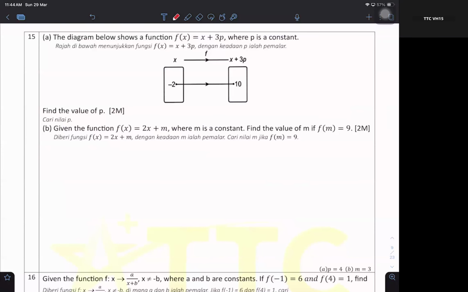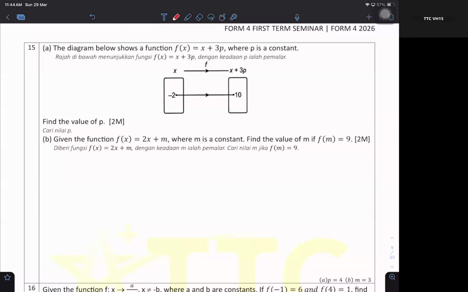Okay, next. Find the value of p. We do this one like question 15. This one is actually quite okay. Now, you look at the picture. You see, -2 goes to 10, right? -2 goes to 10 means what? The function is f, so -2 goes to 10 means f(-2) equals 10. Good. f(-2) equals 10, because -2 goes to 10.